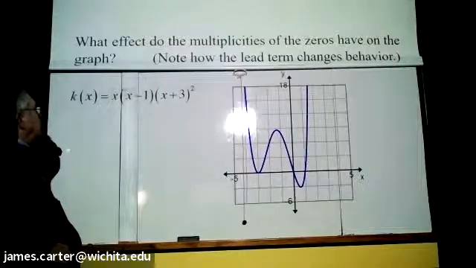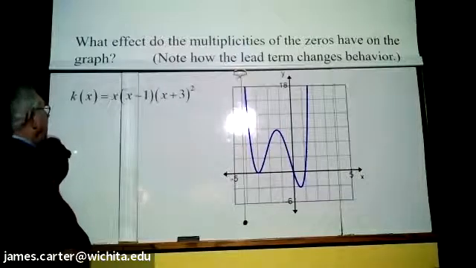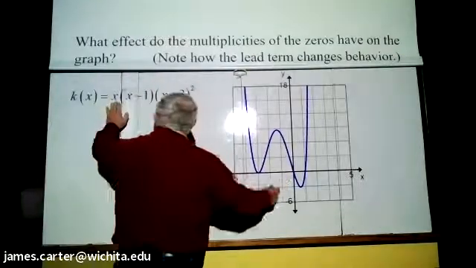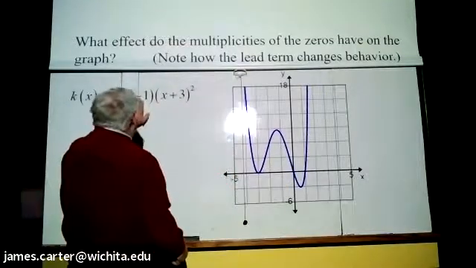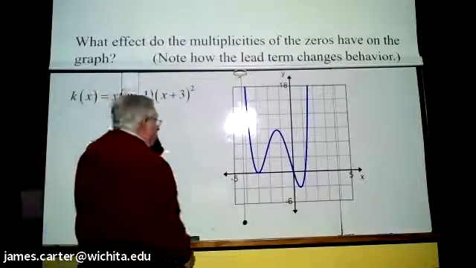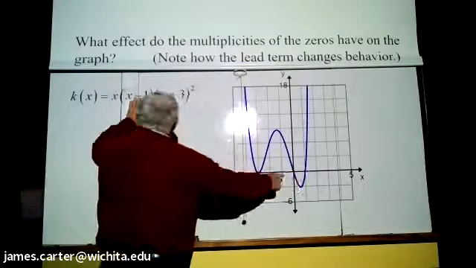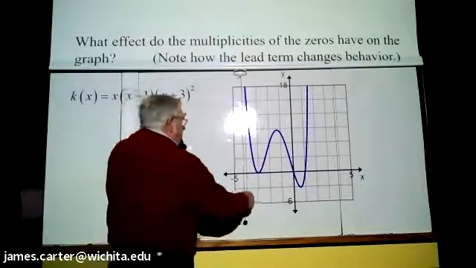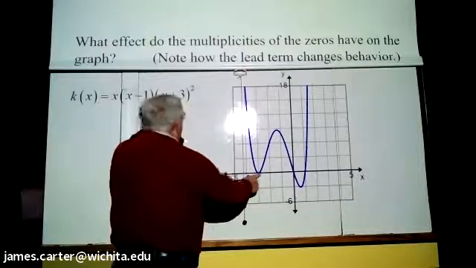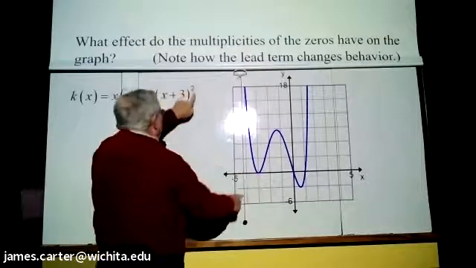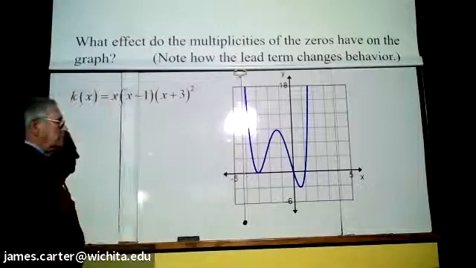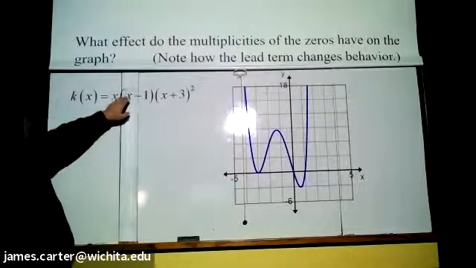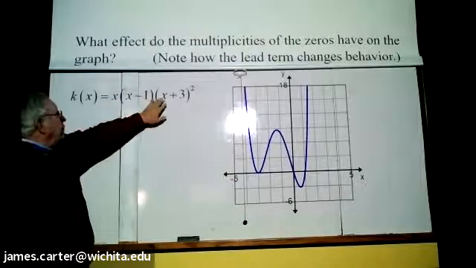This time we're changing it around again. Okay, this will produce a 0 here. This will produce a 1 here. And it's going to be crossing. This is going to produce a negative 3. And it's going to be touch and go. The total degree, 1, 2, 3, 4.